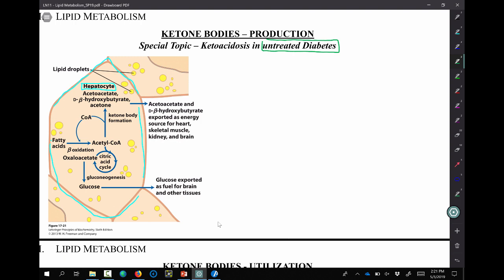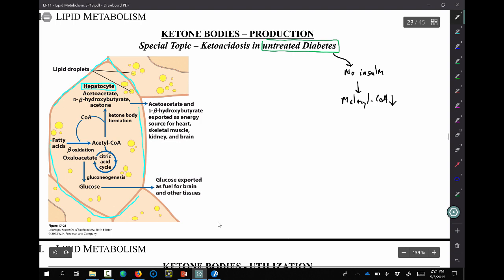And so in that case, because there's no insulin, malonyl-CoA levels will drop. So diabetes leads to no insulin, and that means that malonyl-CoA will drop. And you say, malonyl-CoA, I think I've heard that word today. Malonyl-CoA, remember, is what inhibits beta oxidation. And it's the signal that the liver is making lipids. So these levels are dropping because insulin is not activating that ACC molecule, acetyl-CoA carboxylase.